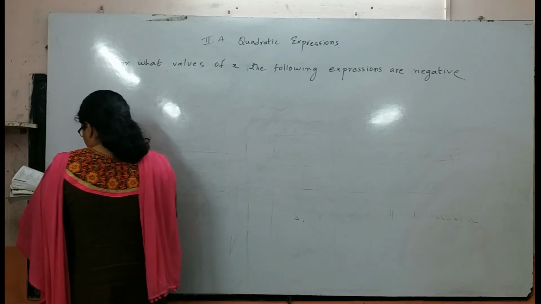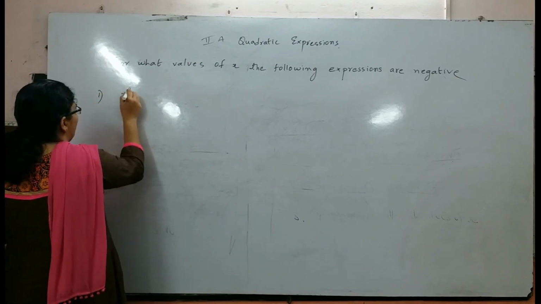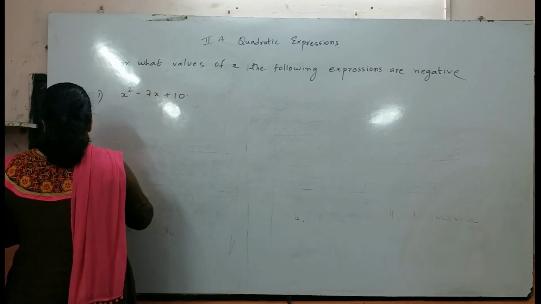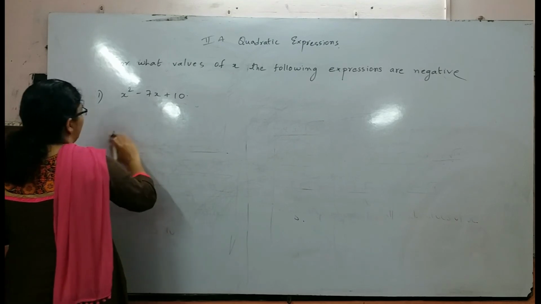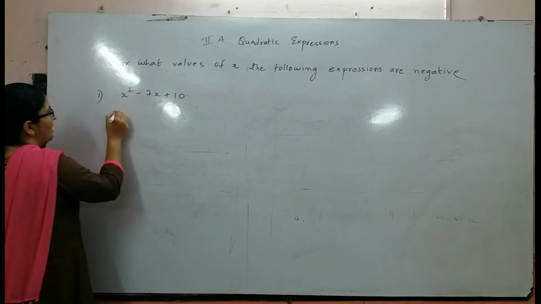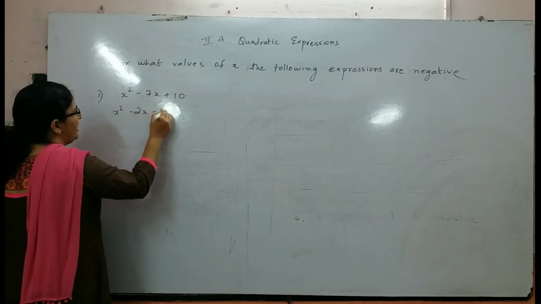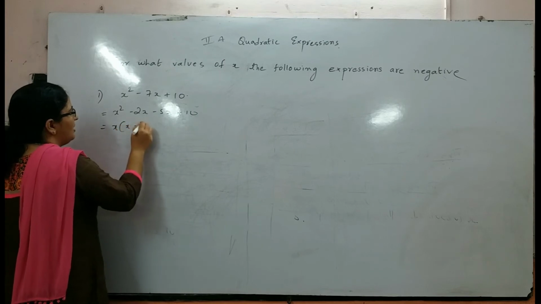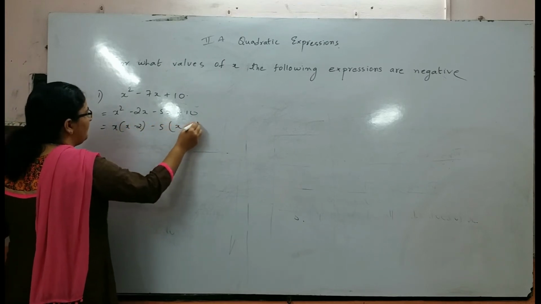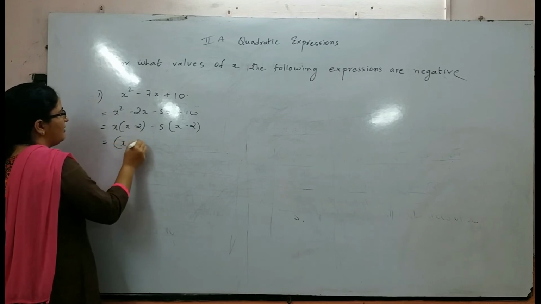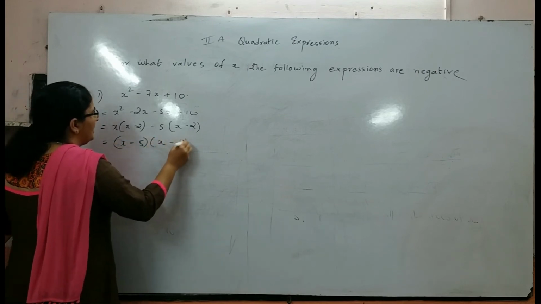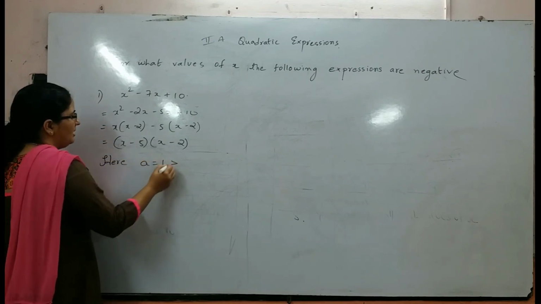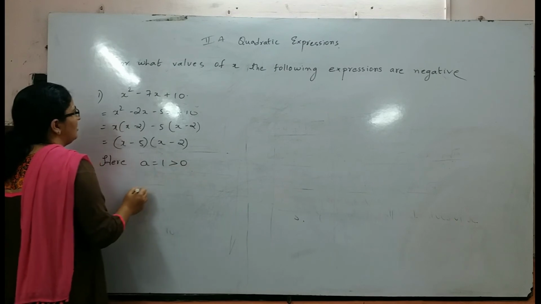First problem, x square minus 7x plus 10. First step is you need to factorize this. x square minus 2x minus 5x plus 10. This is equal to x into (x minus 2) minus 5 into (x minus 2), which is equal to (x minus 5) into (x minus 2). Here a is equal to 1, greater than 0.